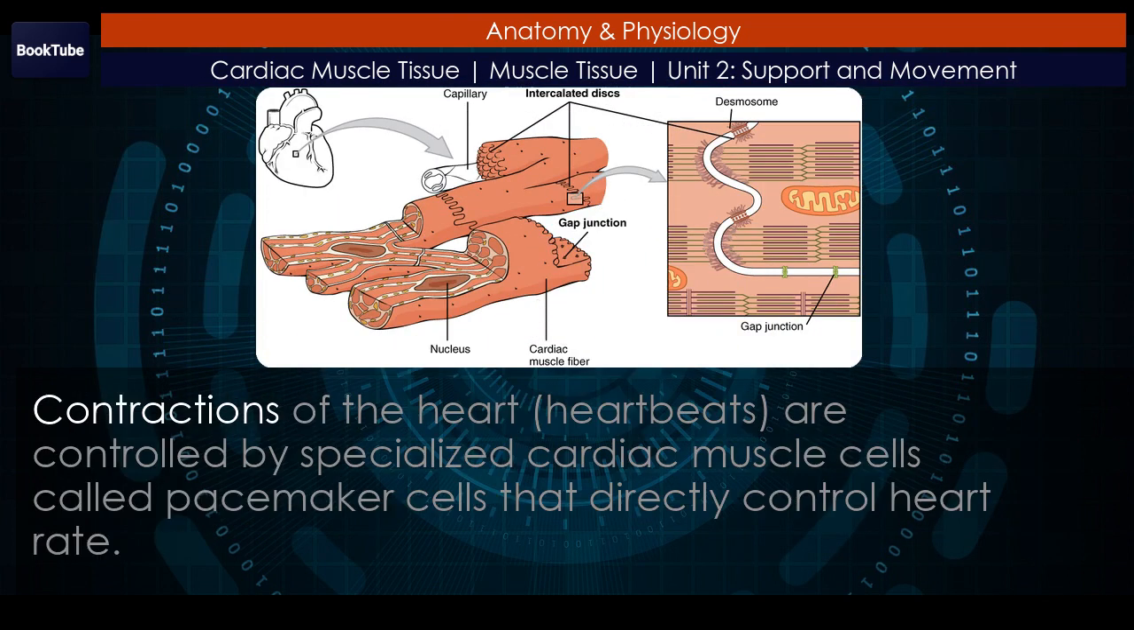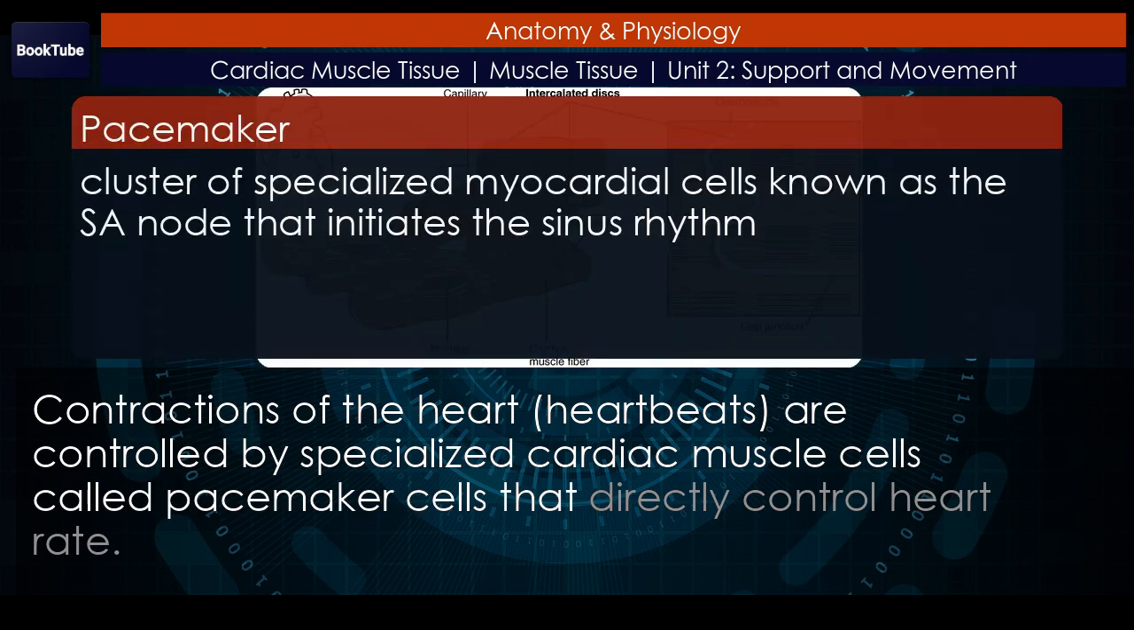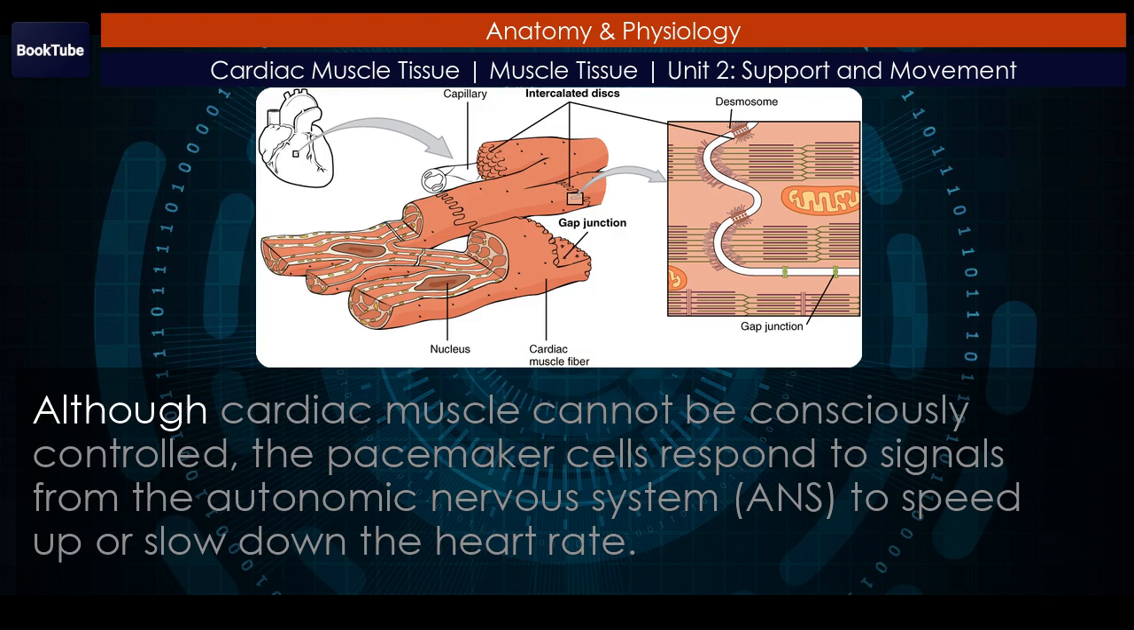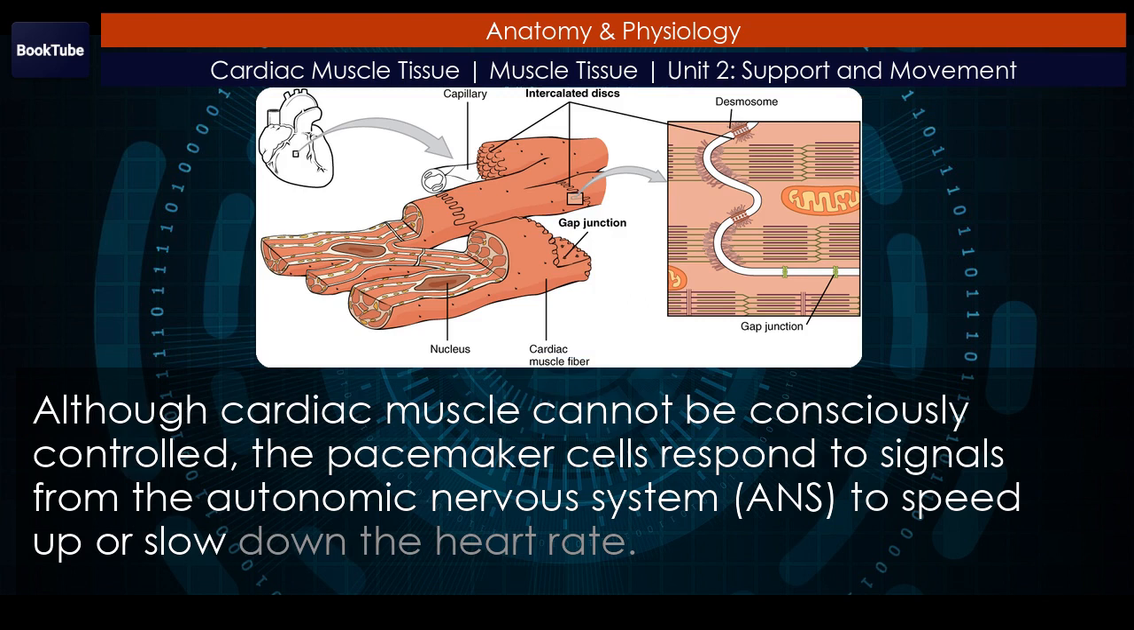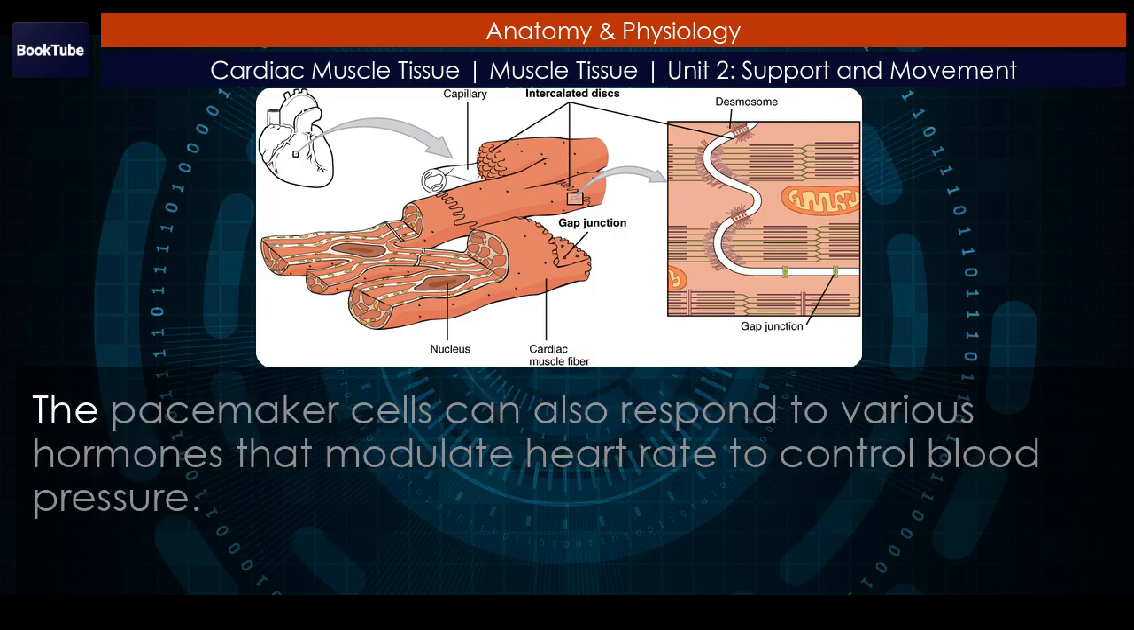Figure 2. Contractions of the heart. Heartbeats are controlled by specialized cardiac muscle cells called pacemaker cells that directly control heart rate. Although cardiac muscle cannot be consciously controlled, the pacemaker cells respond to signals from the autonomic nervous system (ANS) to speed up or slow down the heart rate. The pacemaker cells can also respond to various hormones that modulate heart rate to control blood pressure.